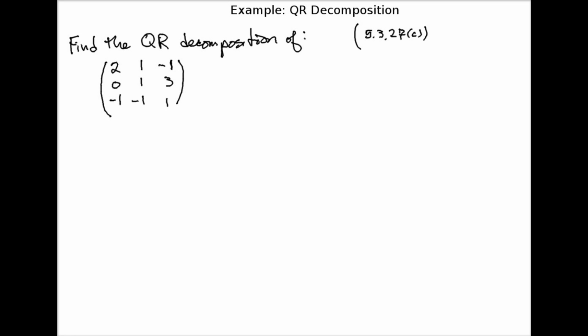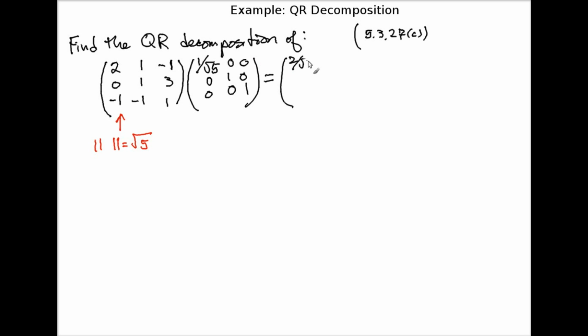So the first thing that you do is you look at the first column and you normalize it. The length of the first column is radical 5, and so to normalize it you need to divide by radical 5, and that amounts to multiplying on the right by this matrix. Because when you do that, you just get this matrix. The first column gets multiplied by 1 over radical 5, and the next two columns don't change. Okay, so that's step 1.